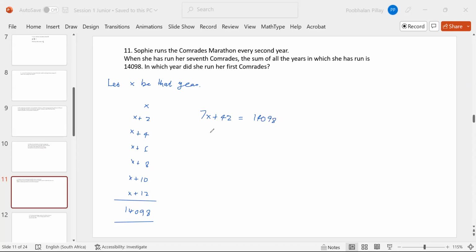So you can solve for x now. I bring all the numbers to one side: 14,098 minus 42 gives 14,056. So x is equal to 2008. So that is the year in which she ran her first Comrades. She ran first in 2008.